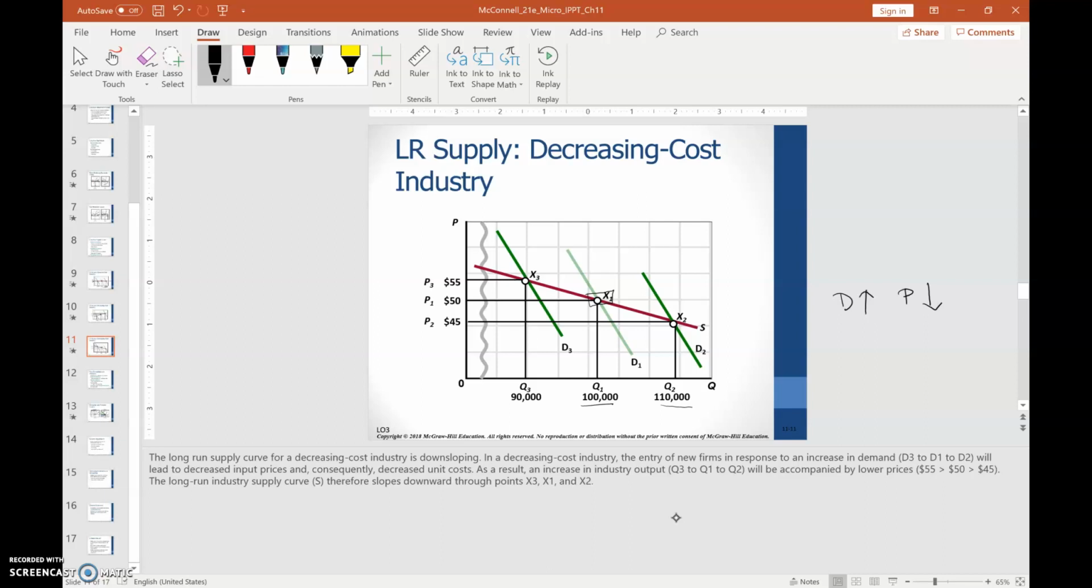Now, on the other hand, when demand decreases from D1 to D3, the price is gonna go up from $50 to $55, and quantity is gonna go down. We have a downward sloping supply curve for a decreasing cost industry. One example is the American shoe manufacturing industry.